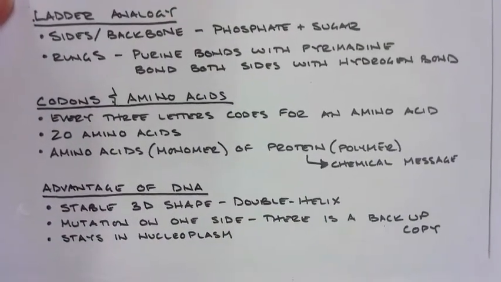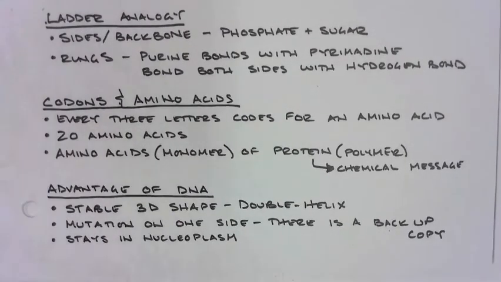The last part of DNA is the advantage of DNA. It's a fairly stable 3-dimensional shape because it has what's called a double helix. It actually twists on itself. If there's a mutation or a problem on one side of the DNA, there is a backup copy, and DNA is constantly double checking. Also, DNA is a larger molecule, and so it can never leave the nucleus. It is so precious, we lock it in the nucleus.